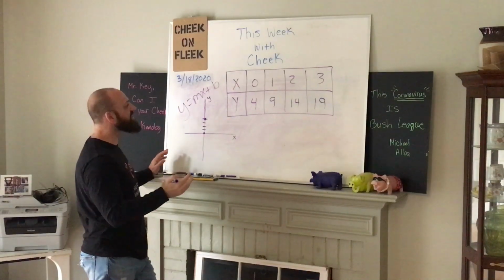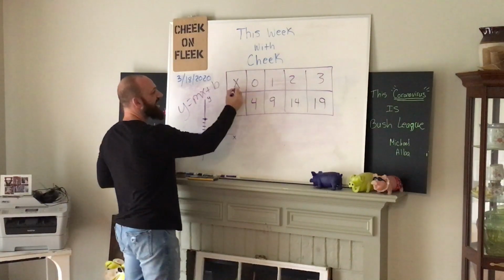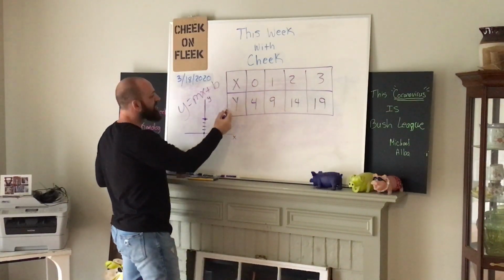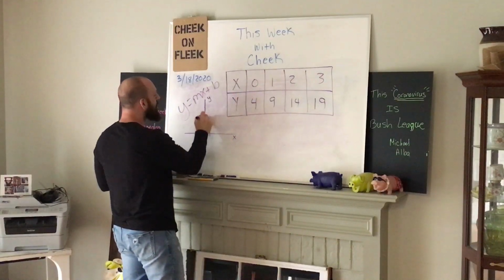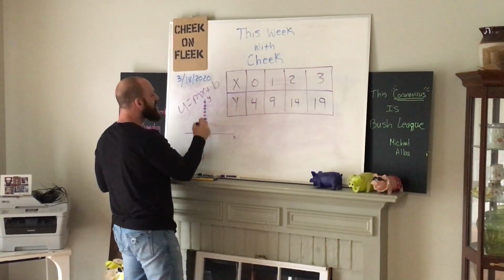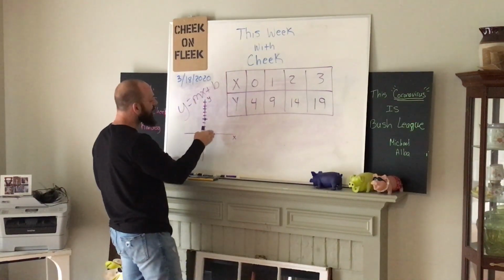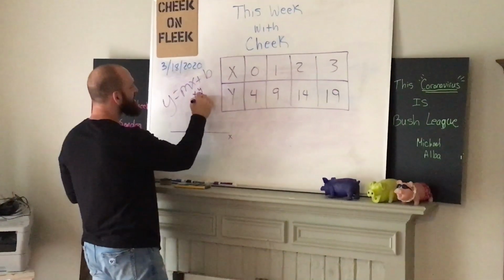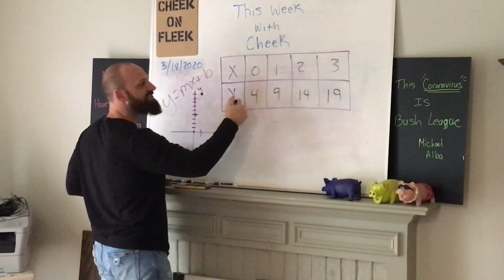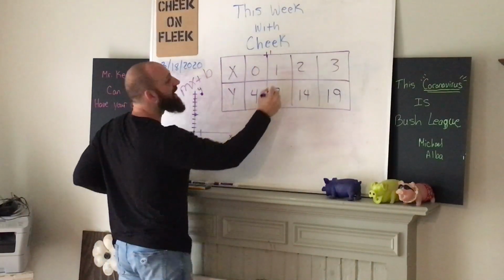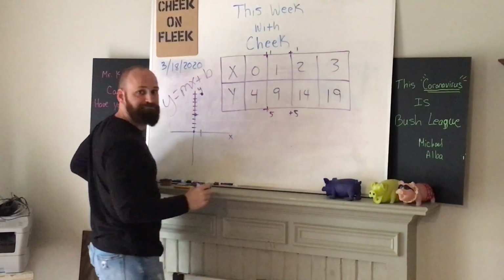And then we want to see what our slope might be. Now, x increases by 1 and y increases by 5. And if I plot the point 1, 9, I've got to go up 5 steps, 1, 2, 3, 4, 5 on the y-axis, and I go over 1 on the x-axis, and that's how I plot that second point. And so if we look back at the table, we can see that x is increasing by 1 each time, and y is increasing by 5 each time.